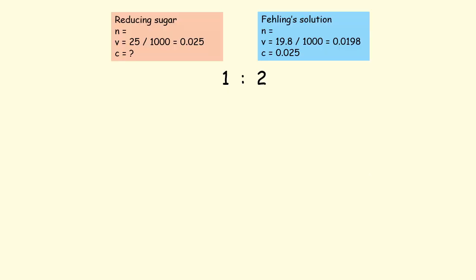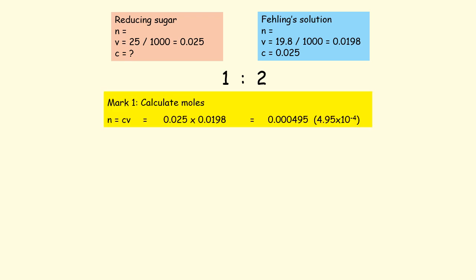Now we can apply the 3 steps, which should be the straightforward part for you. Calculate moles. We can only calculate moles for Fehling's solution. It's n equals c times v. When we multiply that, we get 0.000495, or 4.95 times 10 to the negative 4. If you do not like scientific notation, make sure you set your calculator to not give you scientific notation. You are allowed to give your answer in scientific notation if you are confident in using it. You don't have to use decimals.